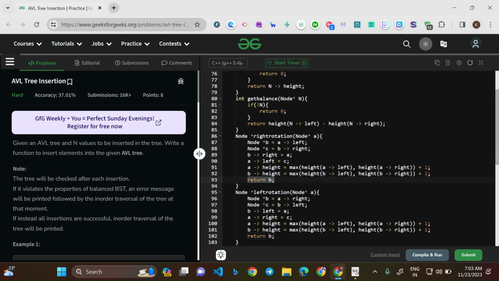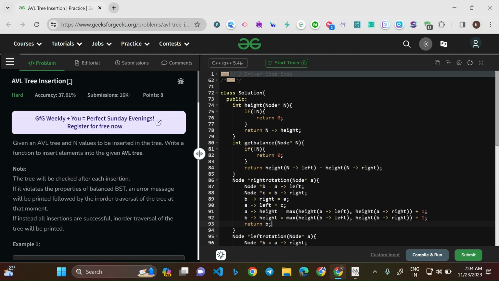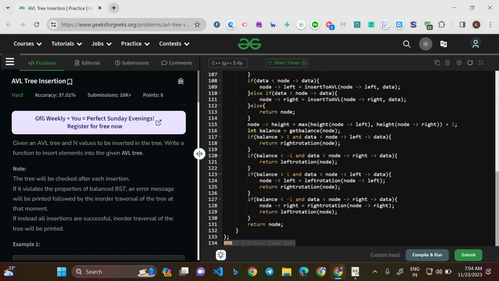Once you have done the rotation, your roots have changed, like your nodes have changed. That's not the node that you're working upon. Your new node has come. So return that particular thing. All right. So these are some of the things, and height and balance. Now let us try to run this.